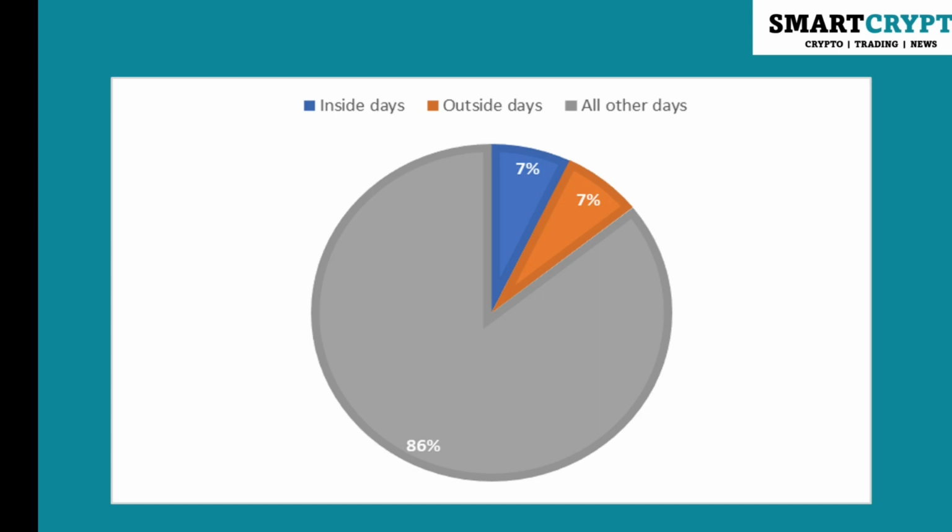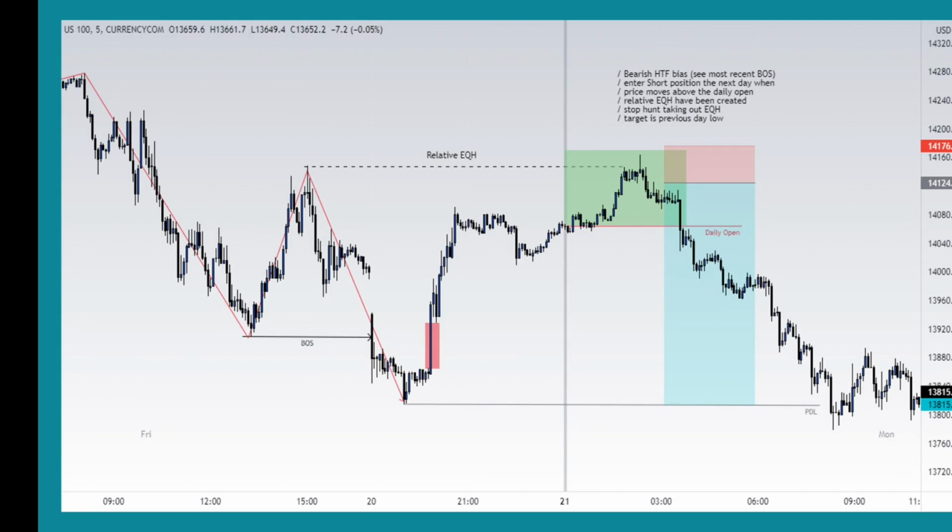Let me repeat this. Every trading day, there is an 86% probability that either the high or the low of the previous day will be taken out. If you have a clear high time frame bias to go long or short, these trades present bread and butter setups. An example of this can be seen in the following chart.